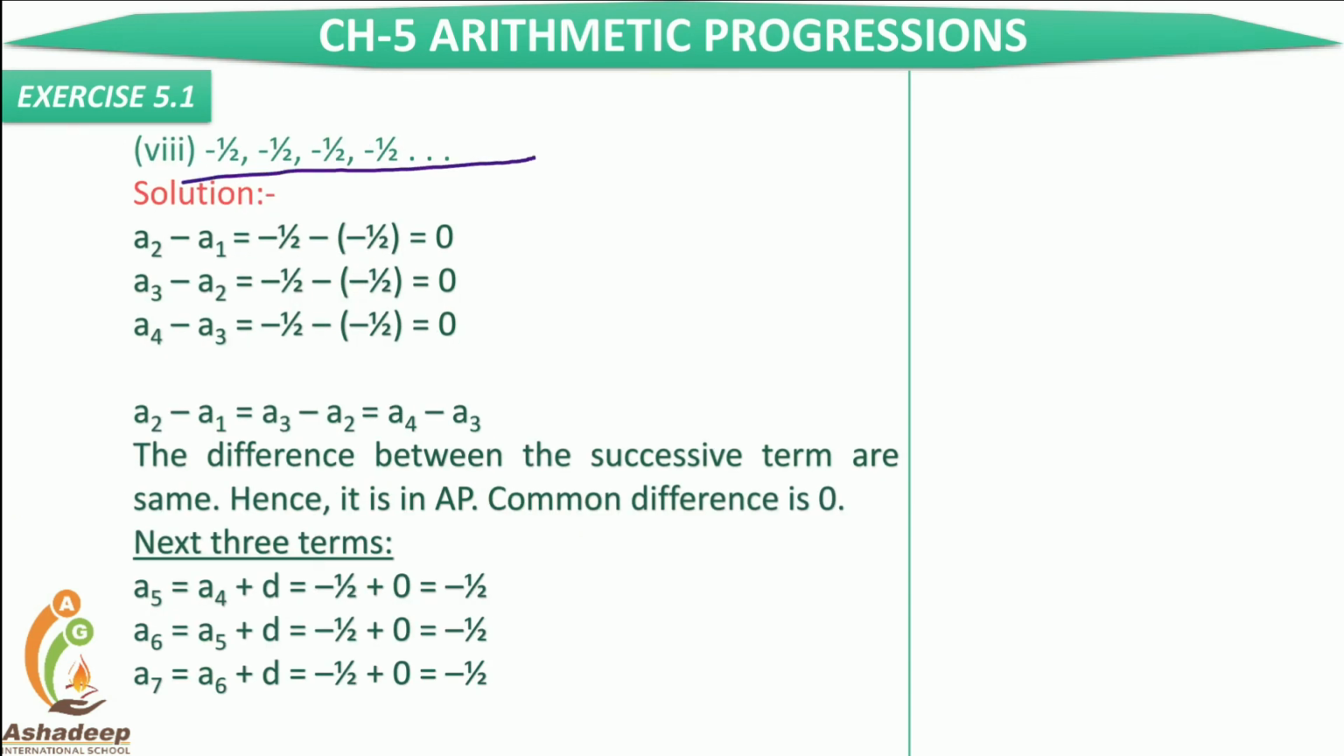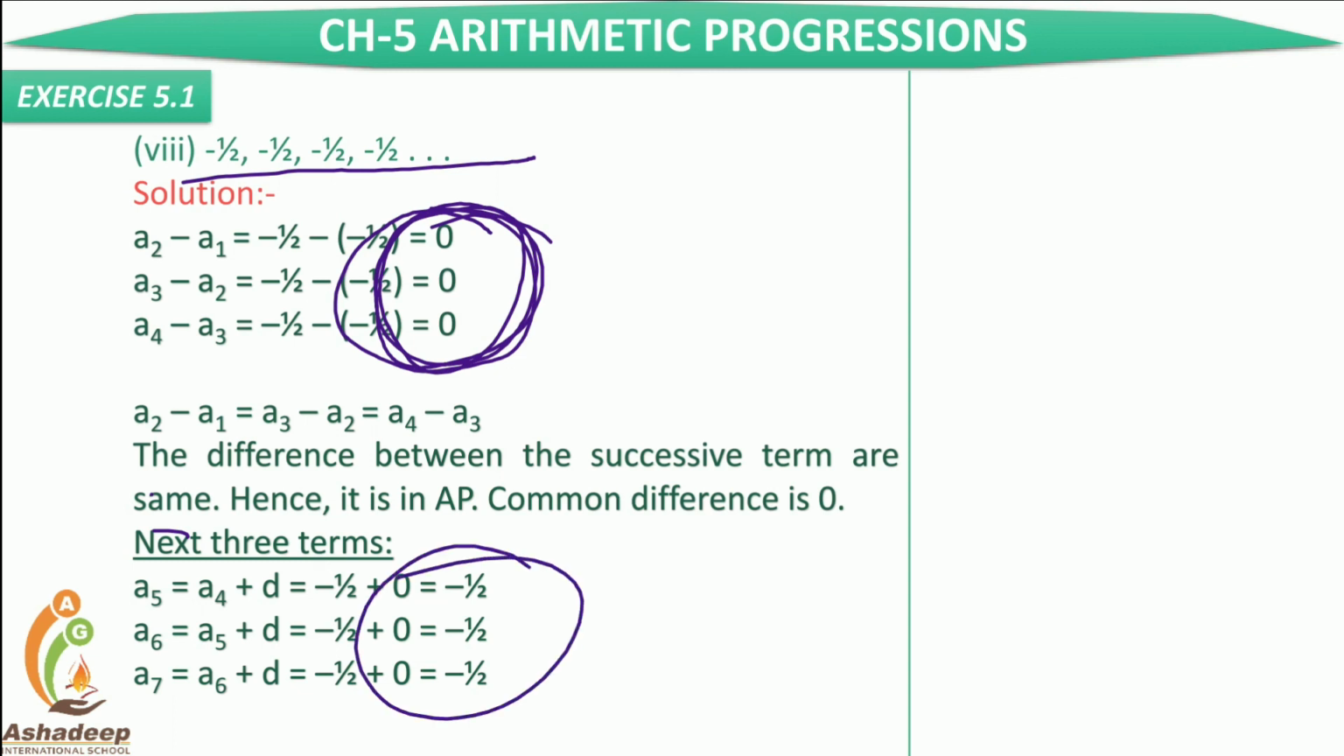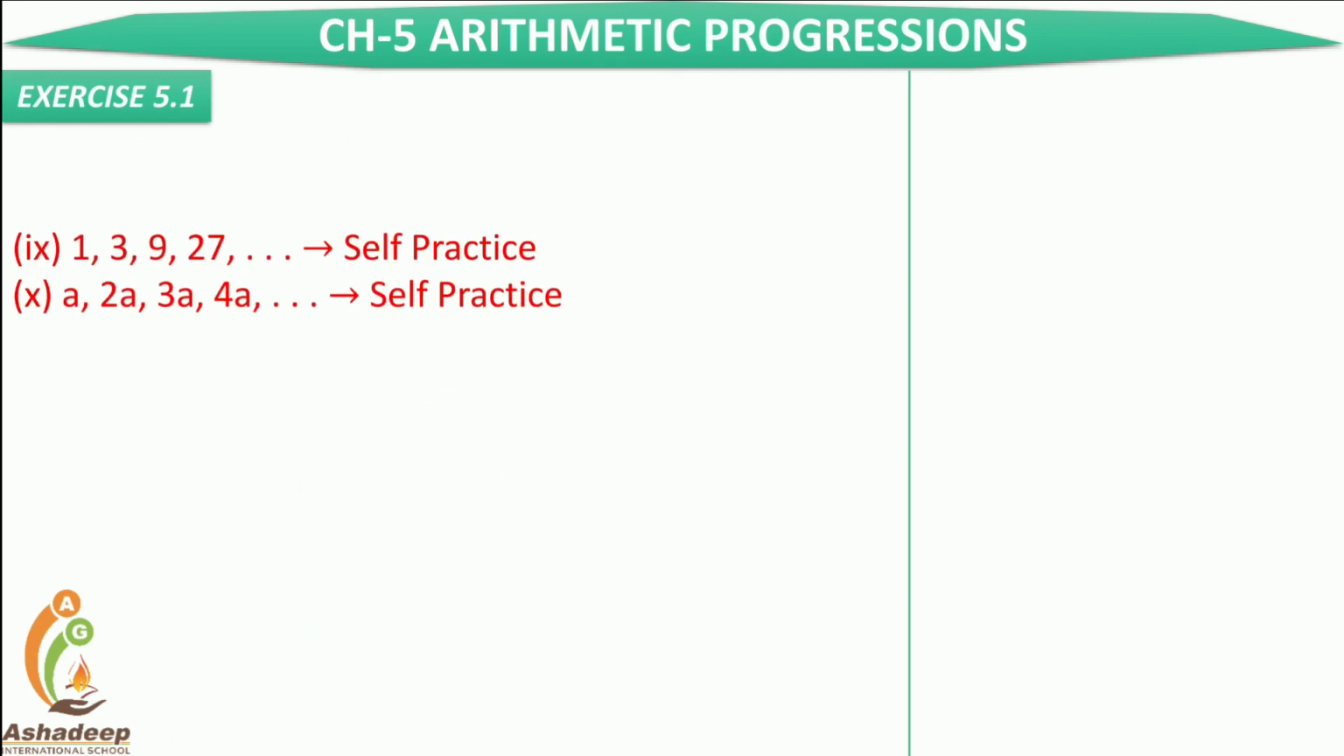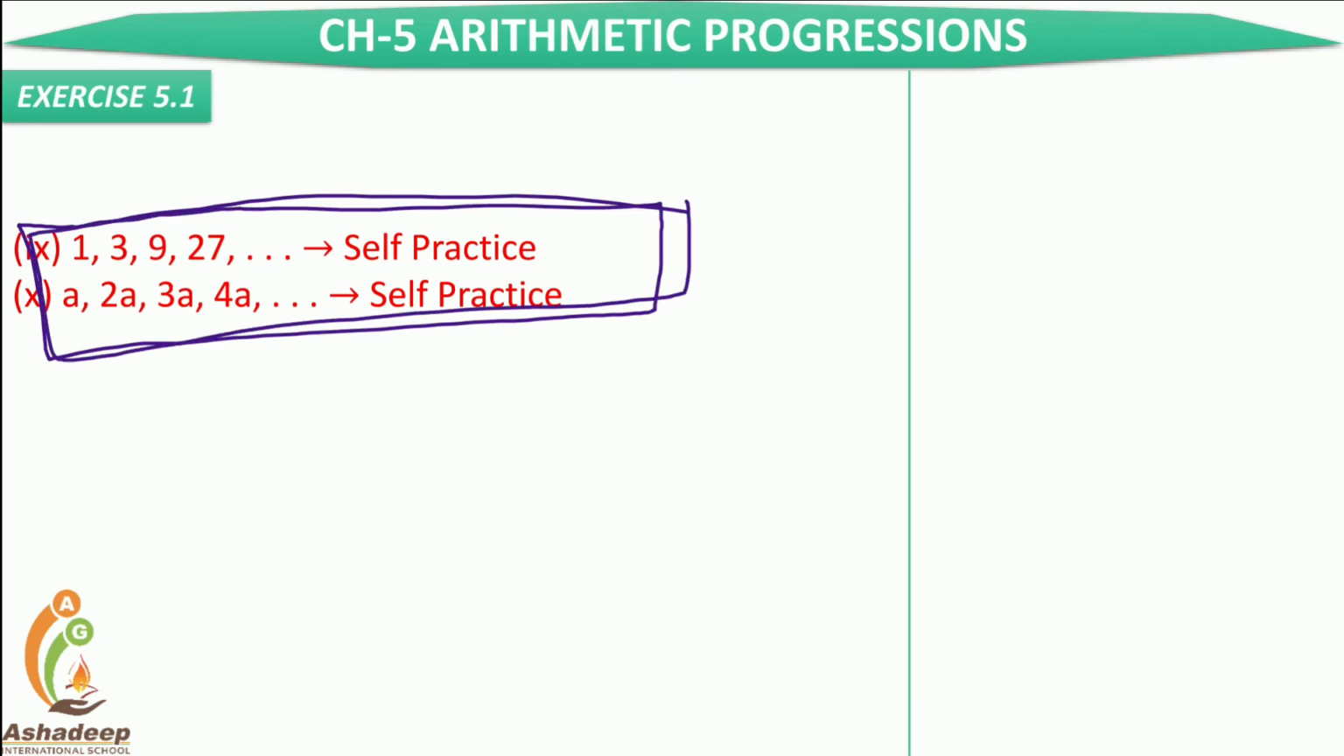Minus 1 by 2, minus 1 by 2, minus 1 by 2. See, the common difference is 0, hence it is in AP. In the very first slide we saw that the common difference might be positive, might be negative, or it might be 0. If it is 0, then it is also in AP. The next terms are also minus 1 by 2, minus 1 by 2, minus 1 by 2. It is but obvious. Now in the same manner, do these sums by yourself.